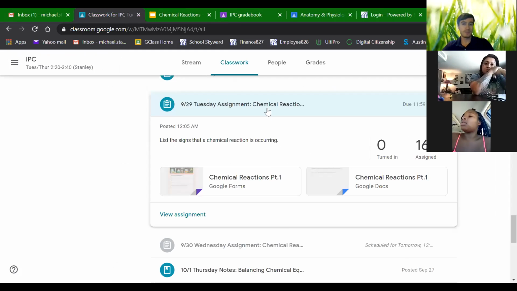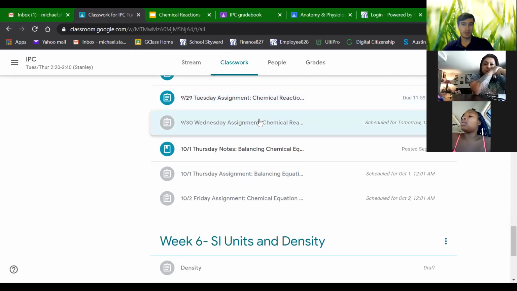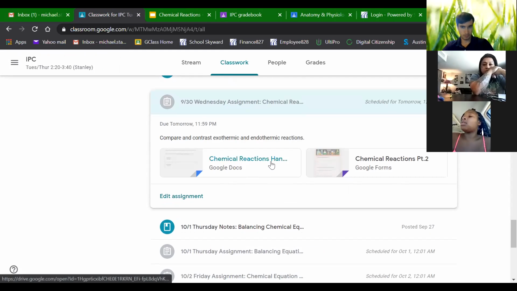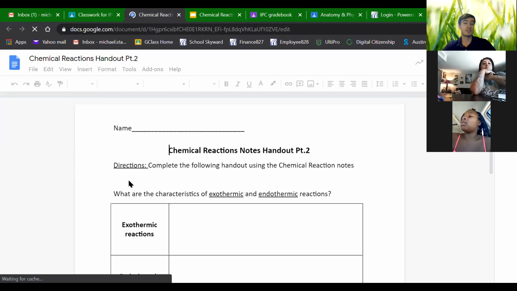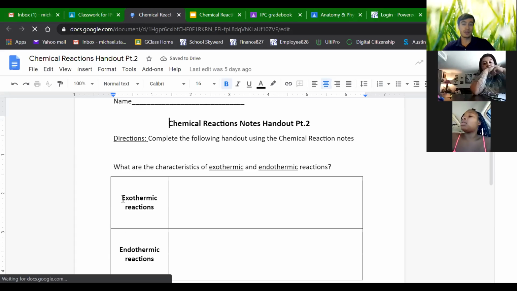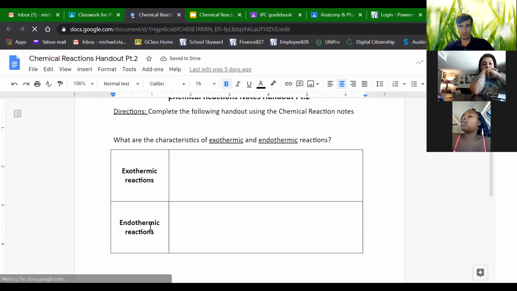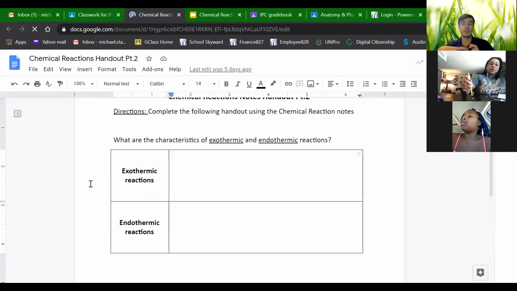And then tomorrow's assignment is equally pretty straightforward. It's essentially just, I want you guys to compare and contrast exothermic and endothermic reactions. So tell me a little bit about each one. What are the characteristics of each one of those types of reactions in terms of what they do for energy, what types of reactions are generally exo versus endothermic, stuff kind of like that.